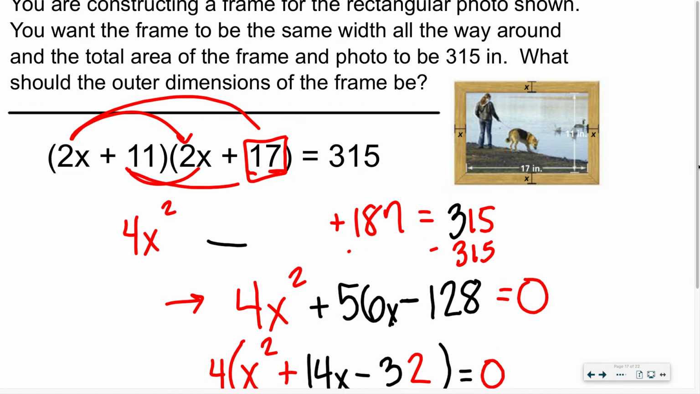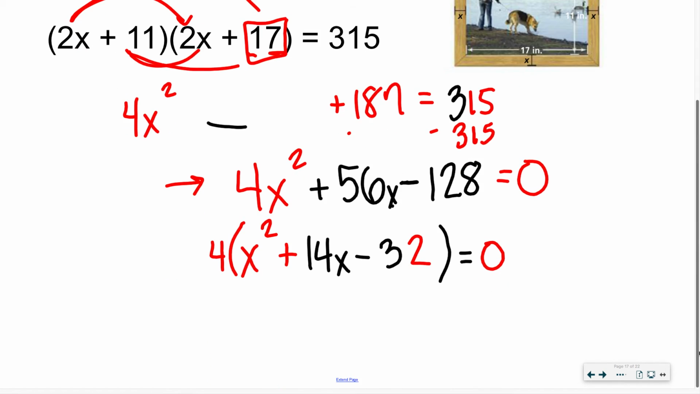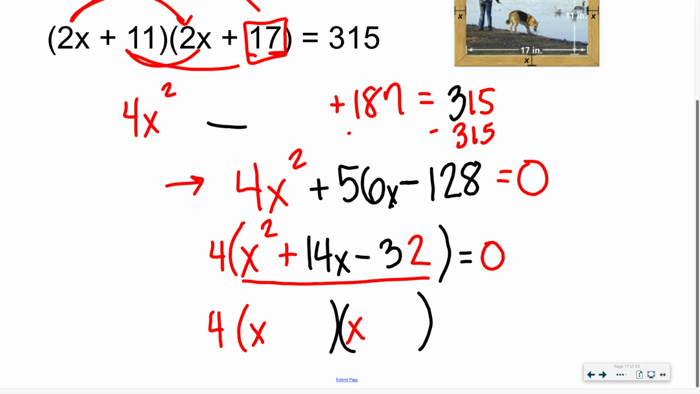We'll actually factor it. Because now, what can I do to factor this trinomial? I still have the 4, but if I'm factoring this, what am I looking to find based on how the trinomial is set up? I'm going to find 2 binomials, and how am I going to factor it? So an x and an x. Good.